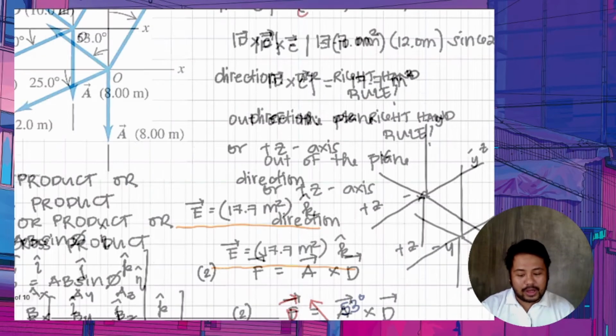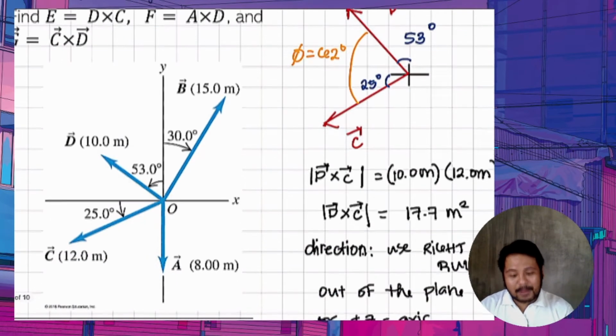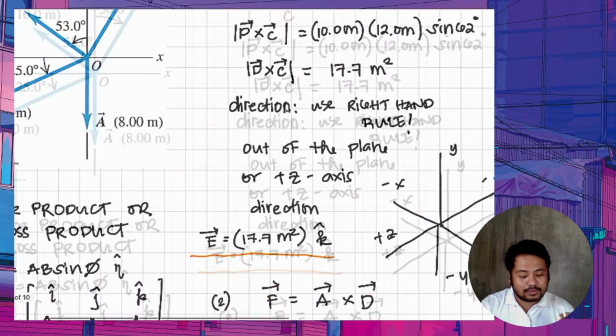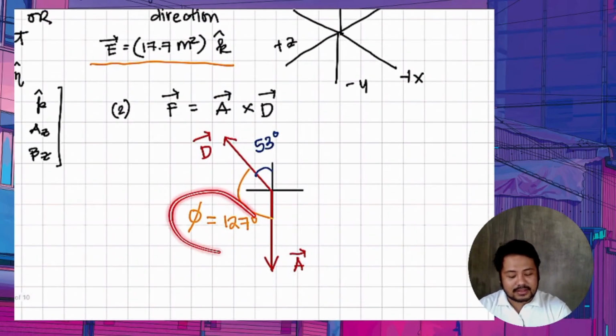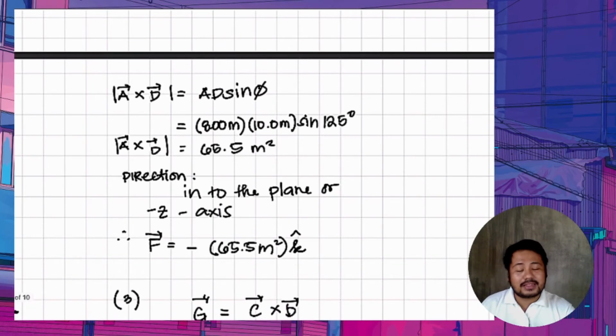The second one is A cross D. So going from A to D, we have the magnitude of A and the magnitude of D. Getting the smallest angle phi, that's 125. So the mathematical operation is AD sine phi, that's 8 times 10 times sine 125. So the magnitude of A cross D is equal to 65.5 meters squared. That's the magnitude. But for the direction, you could see it is into the plane, or the negative z axis.